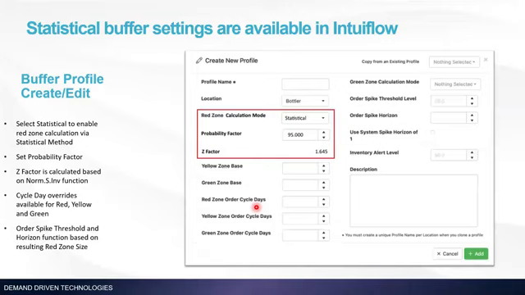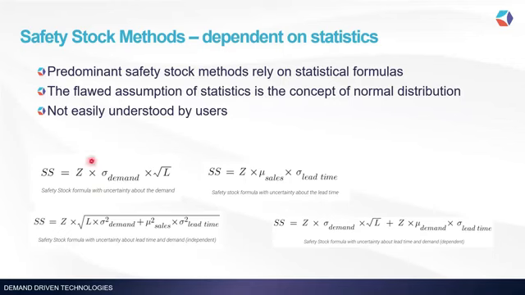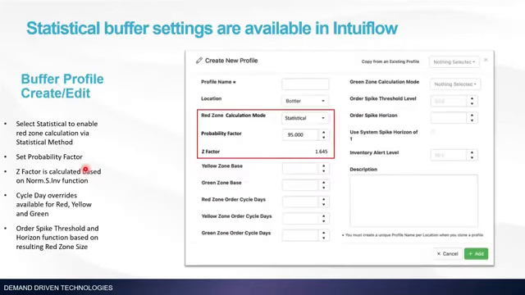In our solution, IntuiFlow, we've implemented a statistical way of setting demand-driven MRP, or DDMRP, buffers. And that uses a z-score, like you saw here in the statistical methods. We thought it might give us and our clients some additional benefits. In some ways, it works. In other ways, it was problematic.